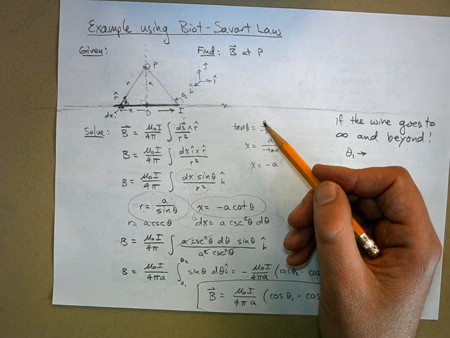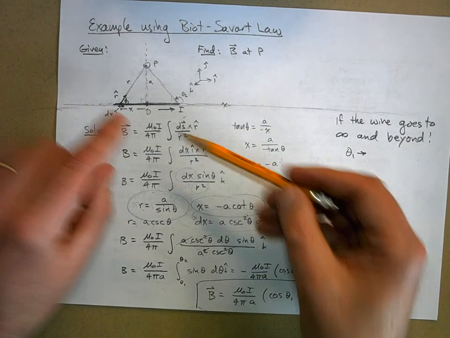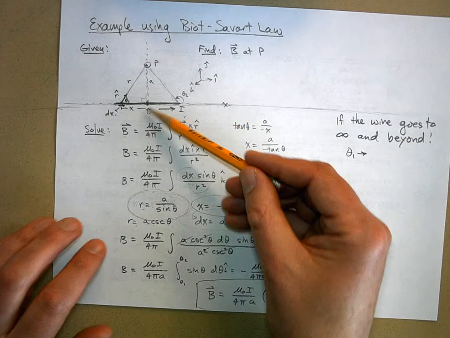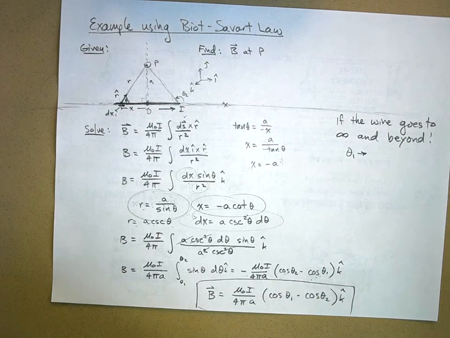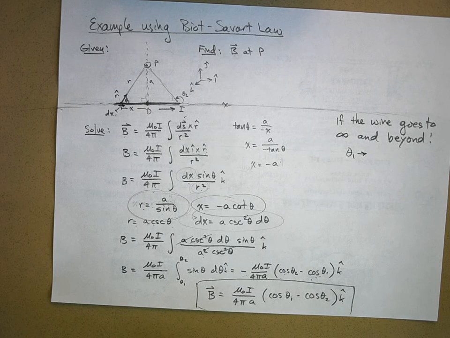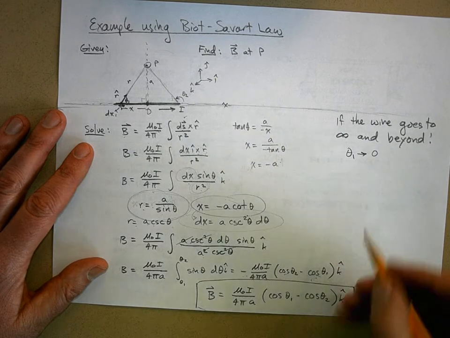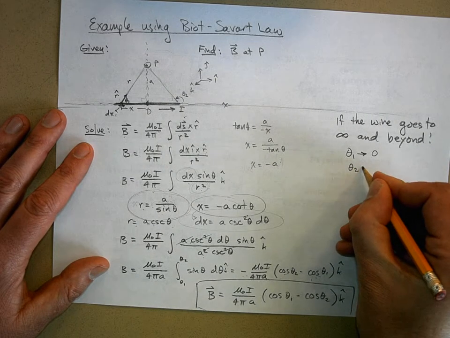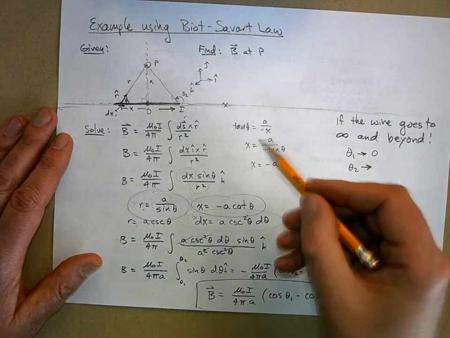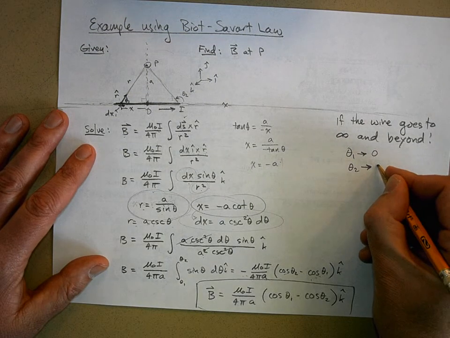What angle? It goes to 0, right? Look, if this wire was 4 miles long, and you were to try to measure what theta 1 is, it's going to be practically 0. So we're going to say it goes to 0. And what about theta 2? What does theta 2 go to if the wire goes to infinity? It goes to 180, or pi.